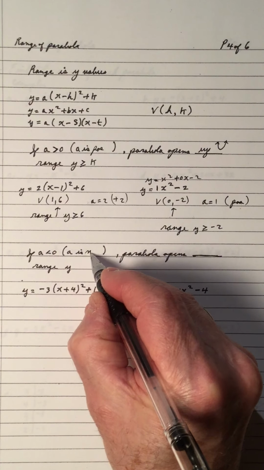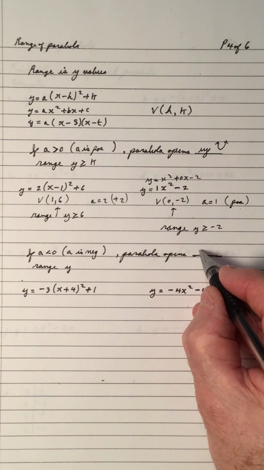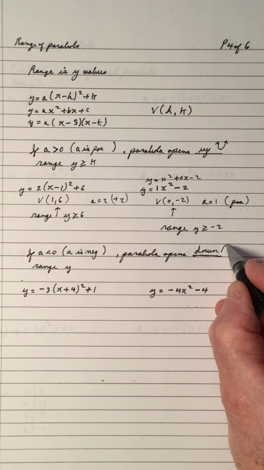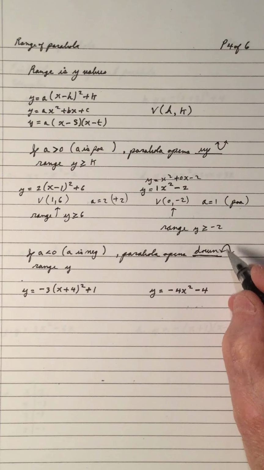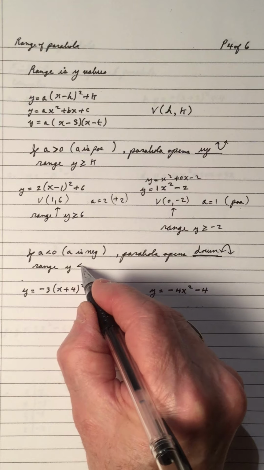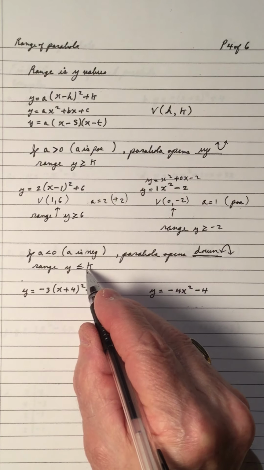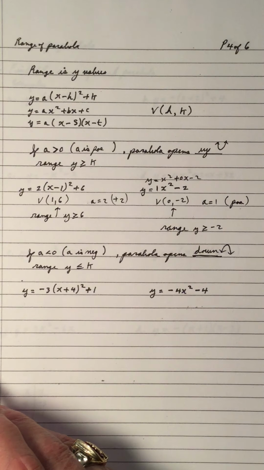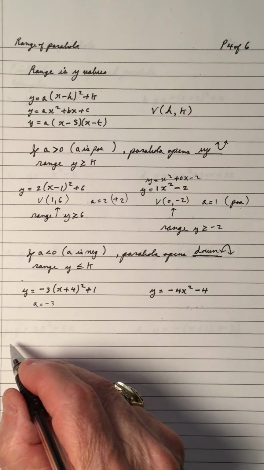And also, what about if the a is less than 0? That means the a is negative. If the a in the equation is negative, the parabola opens down. It's upside down. It's opening down. It's going down. The range is y is less than or equal to k. So it's the y value of the vertex that you pick, and is less than or equal to if a is negative. And again, a in this equation is negative 3.